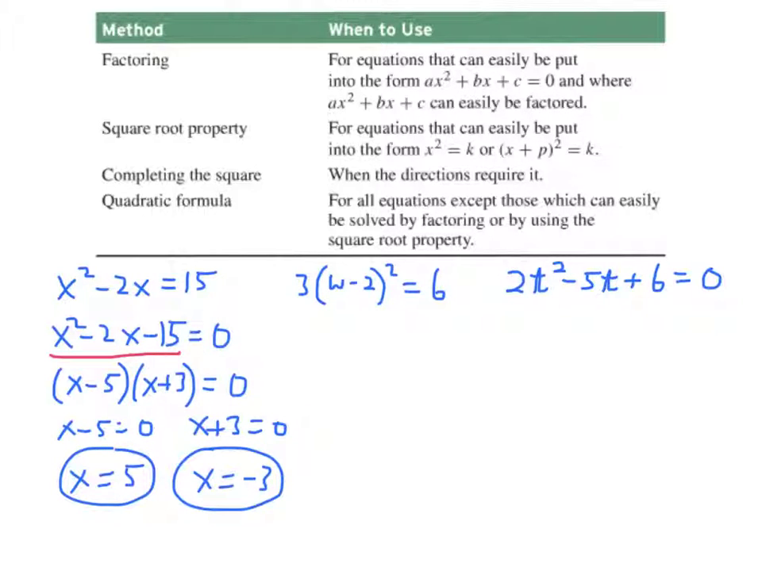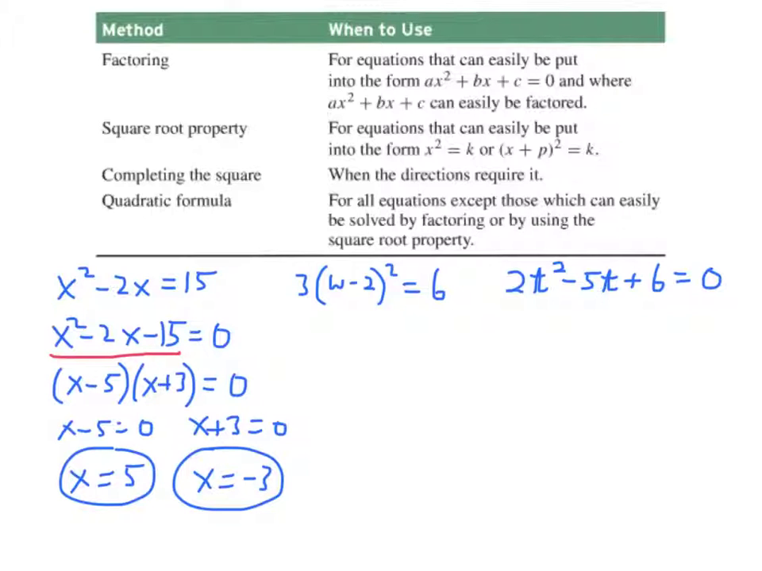Now you could have used the quadratic formula on this problem, but most people would prefer to factor it because it's a little shorter when possible, and only use the quadratic formula when it doesn't factor. Now in this next example, notice you have something in parentheses that's squared. So this is the perfect time to use the square root method, the second one in this chart.